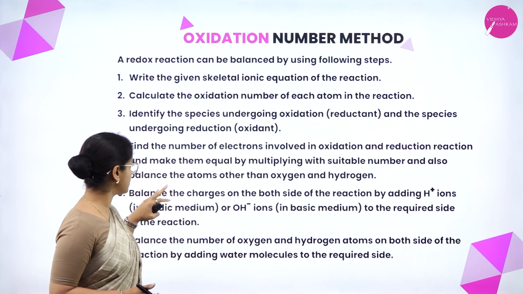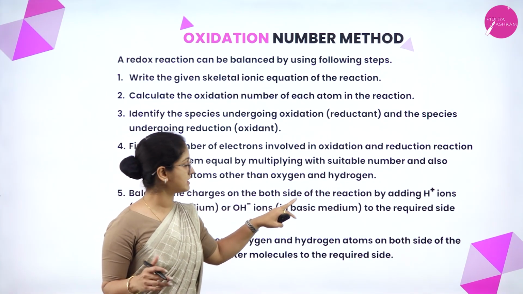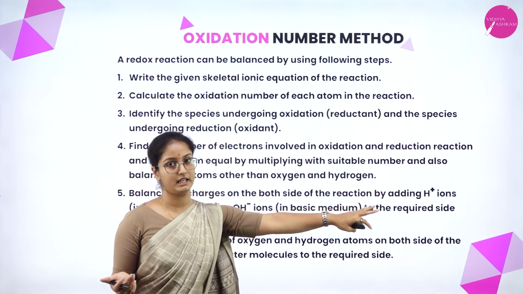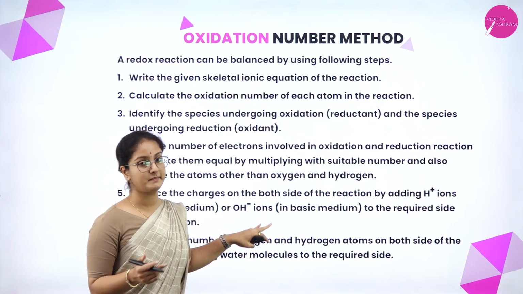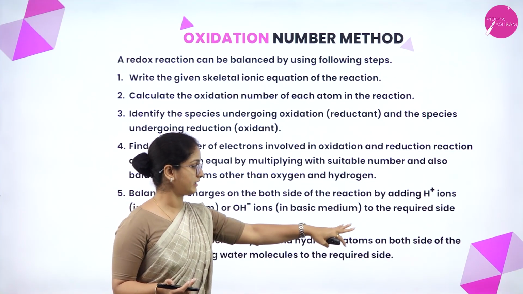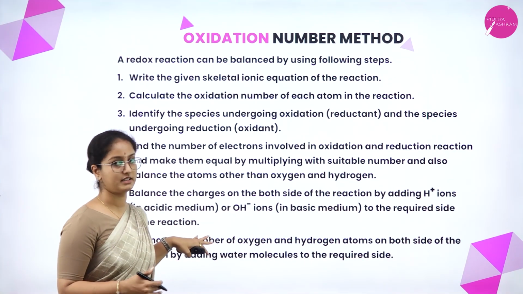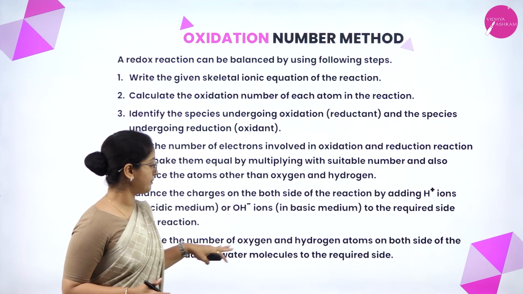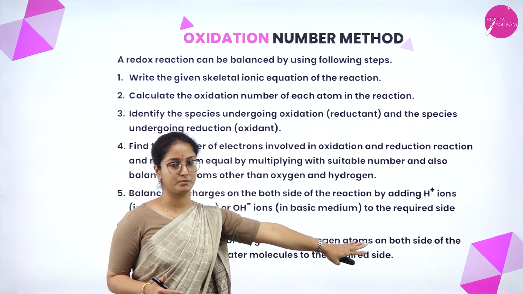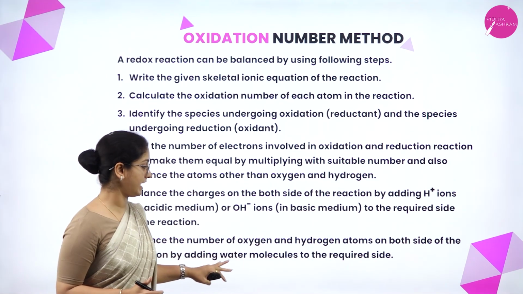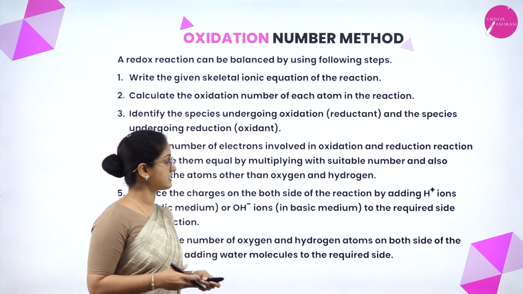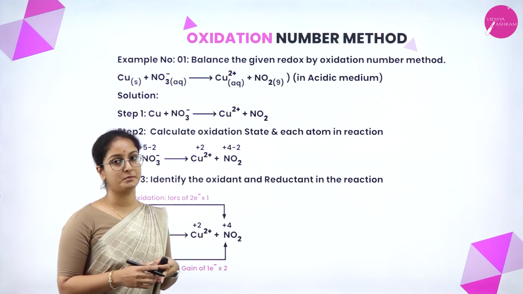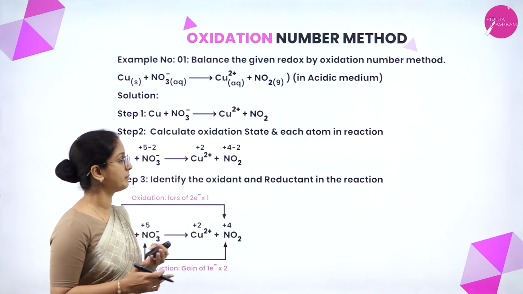Then the next step is balance the charges on both the sides of the reaction by adding H plus ions in acidic medium and OH minus ions in basic medium to the required side of the reaction. Balance the number of oxygen and hydrogen atoms on both the sides of the reaction by adding water molecules to the required side. So let us see with an example how to balance using the oxidation number method.